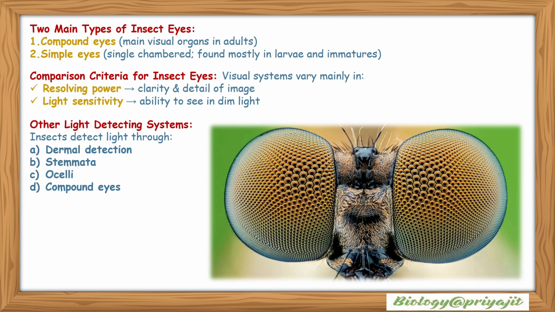Two types of insect eyes. First one is the compound eye, which is the main visual organ in adults, and second, simple eyes, that are single chambered and found mostly in larvae and immatures. Comparison criteria for insect eyes. Visual systems vary mainly in resolving power and light sensitivity. Resolving power is the clarity and detail of the image, and light sensitivity provides the ability to see in dim light. Other light detecting systems: insects detect light through dermal detection, stemmata, ocelli and compound eyes.